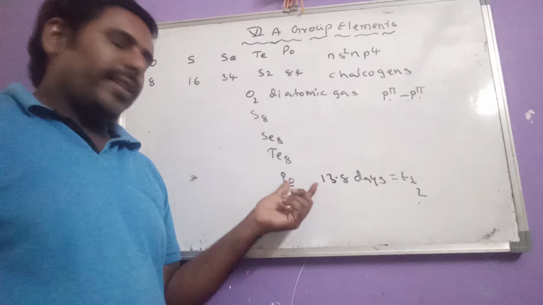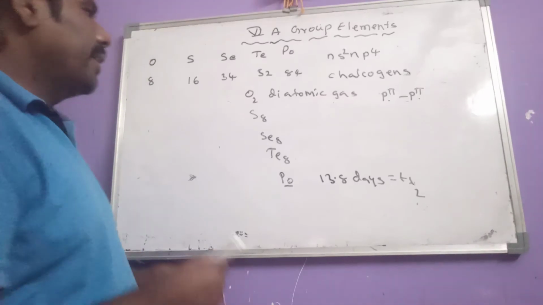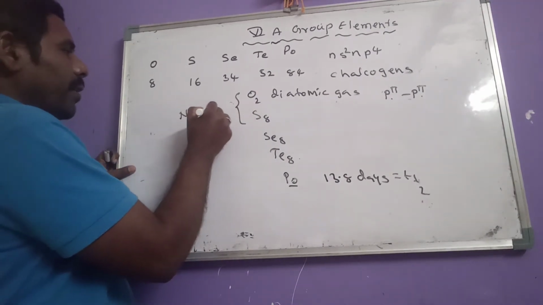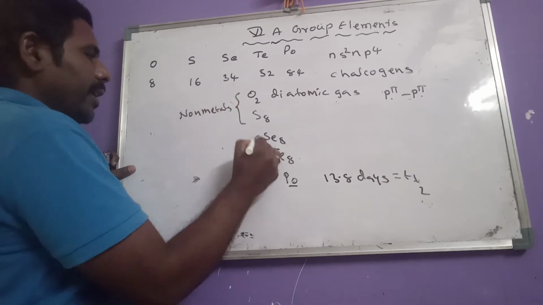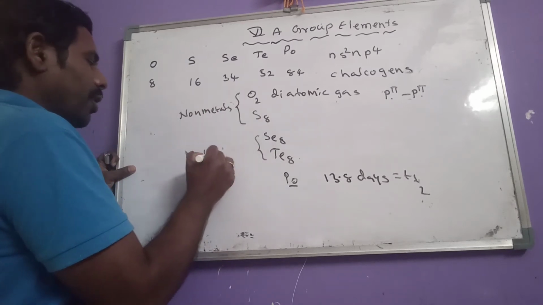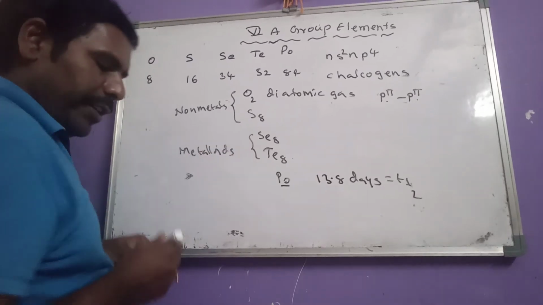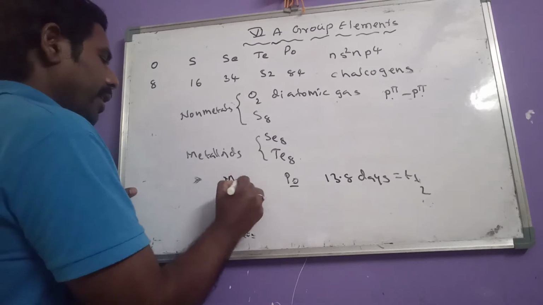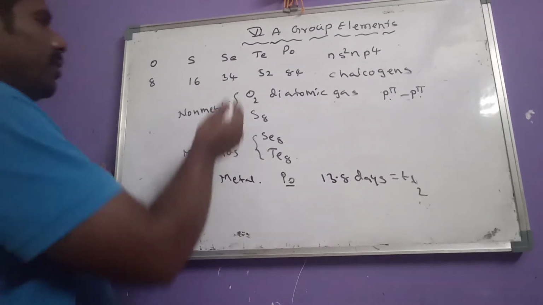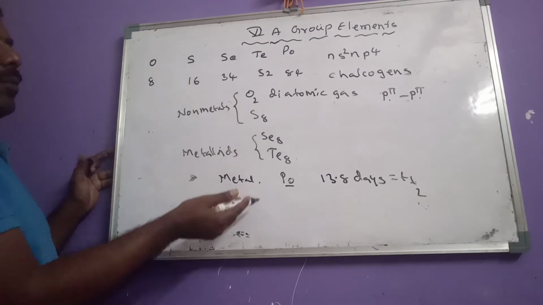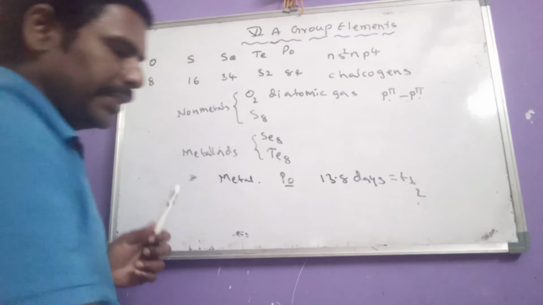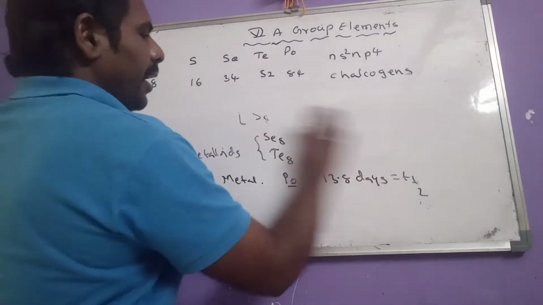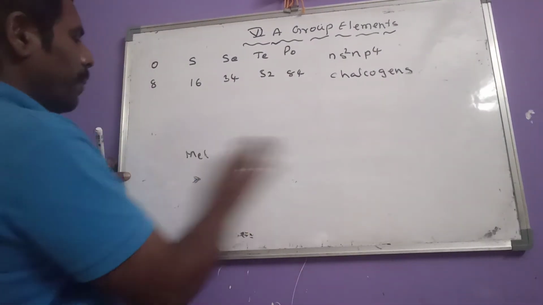Now, oxygen and sulfur are non-metals, and selenium and tellurium are metalloids. And polonium is a radioactive metal. So this is regarding the metallic and non-metallic character of the 6A group elements.